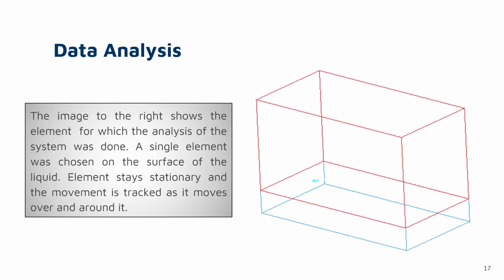To further understand sloshing, we gathered data from all of our simulations. This data was then analyzed by picking a single element from the mesh. The element, as seen by the highlighted blue square, sits on the surface of the liquid at rest and is stationary relative to the tank. For all the following slides, all the data was taken for this specific element.